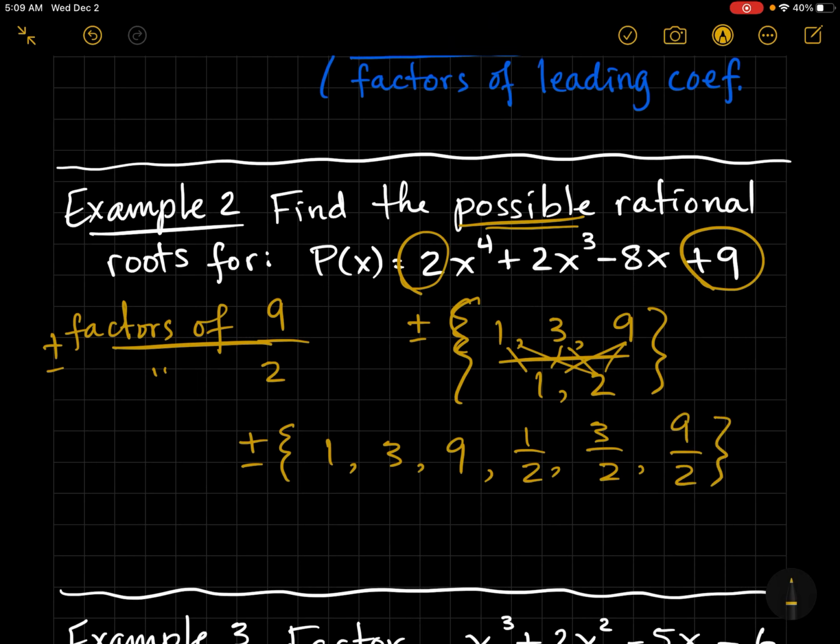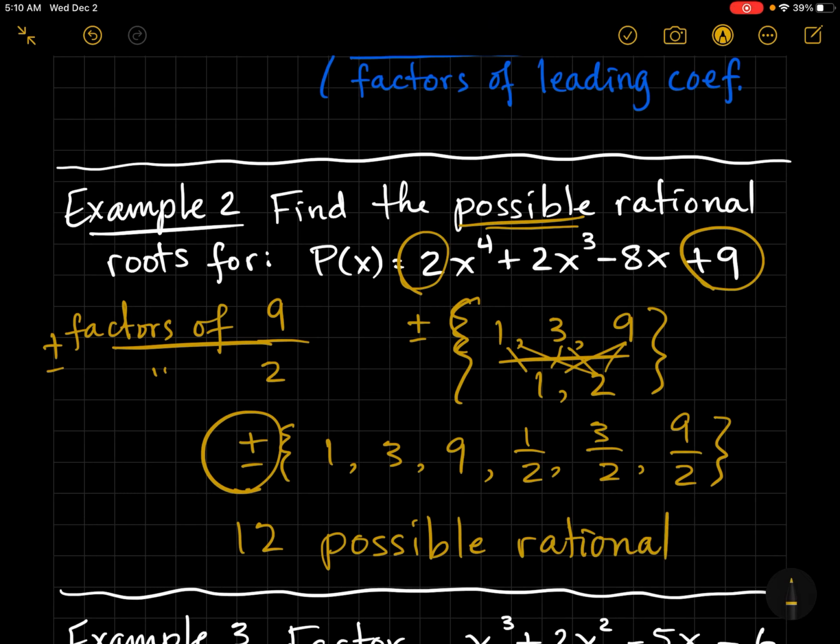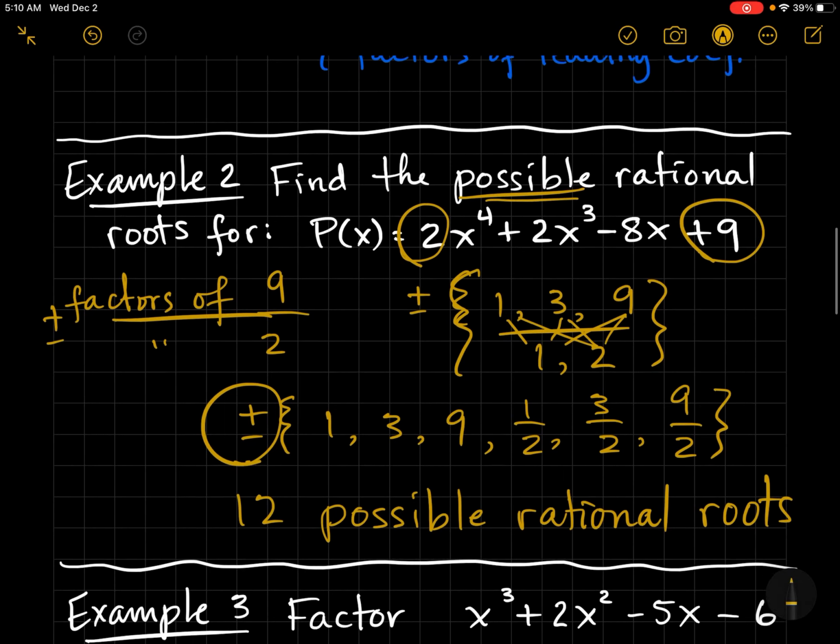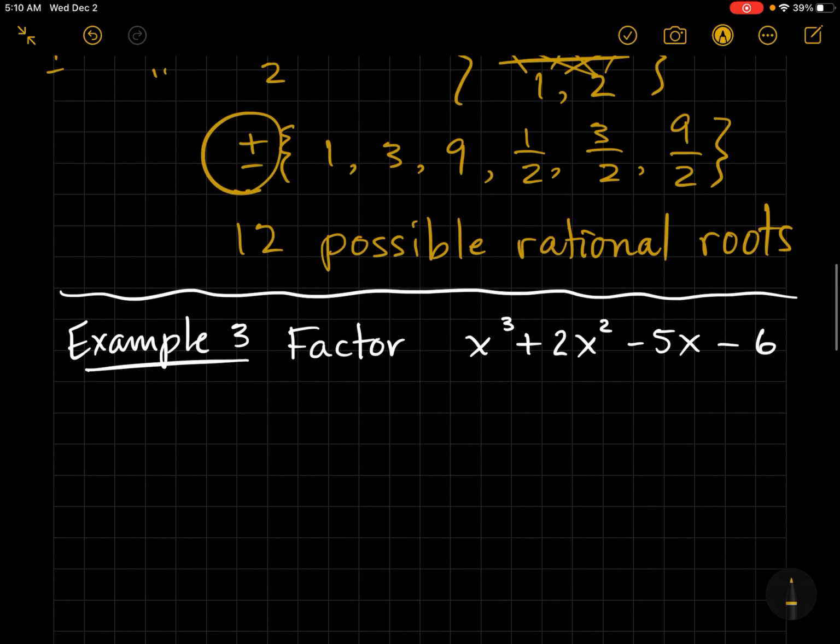Sometimes the numbers will repeat and you want to simplify your list a little bit. But here we got lucky. None of these repeated. So this means we have 1, 2, 3, 4, 5, 6, 12 possible rational roots. Why do I say 12? Because they could be positive or negative. 12 possible rational roots. Okay. So now, once we have the possibles, let's go ahead and see how we can factor these polynomials.